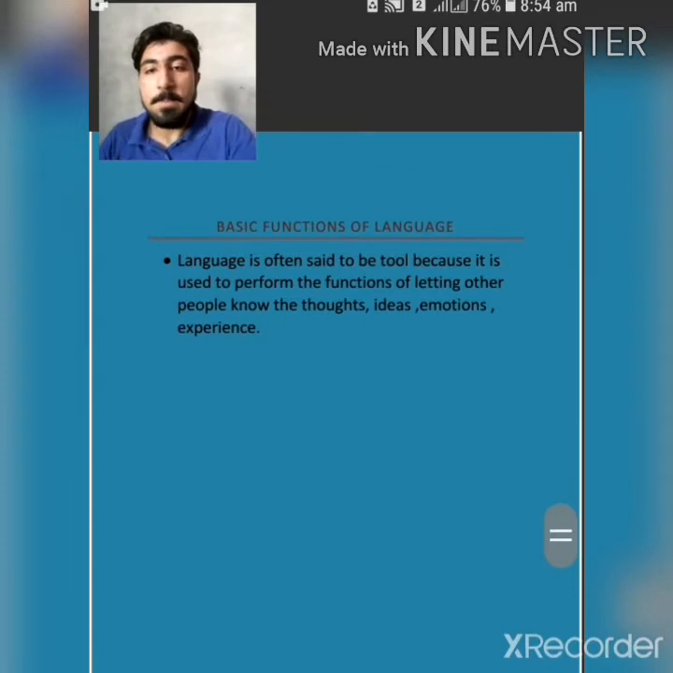So second topic, basic functions of language. Language is often said to be a tool because it is used to perform the functions of letting other people know our thoughts, ideas, emotions, and experience. So these basic functions we use in daily life; thoughts, ideas, and emotions we come to know about through language. So language is most important.